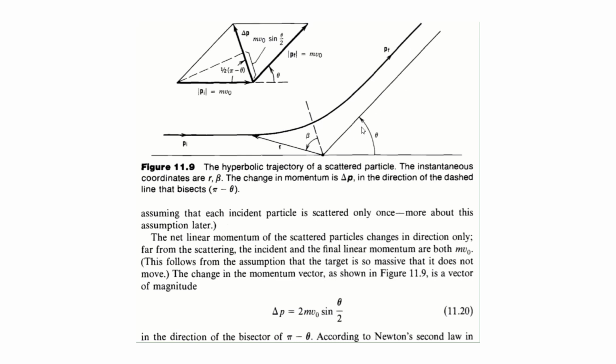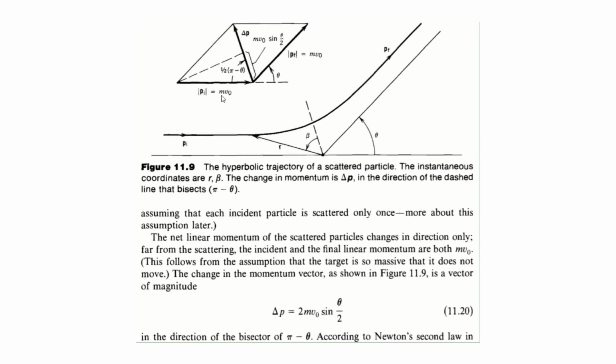Now, since this is an elastic scattering, and since we assume that the target is so massive compared to the incoming particle that it doesn't move in the scattering process, there's no transfer of energy between the incident particle and the target. Therefore, the linear momentum of the incident particle doesn't change in magnitude, but it changes only in direction. And the net change in momentum vector is shown in this diagram.